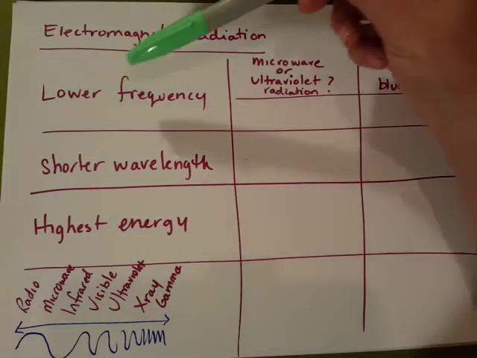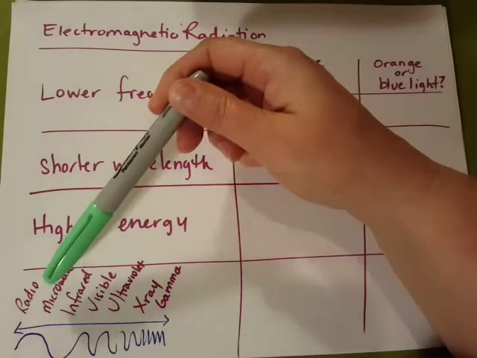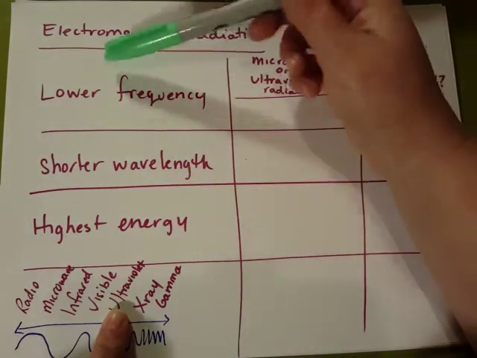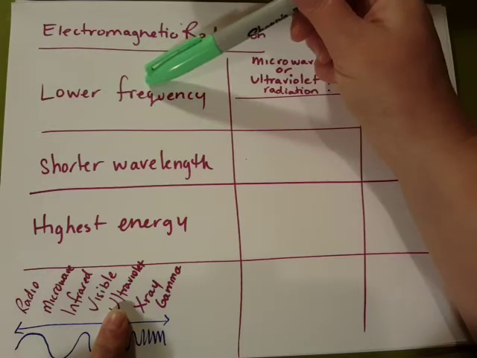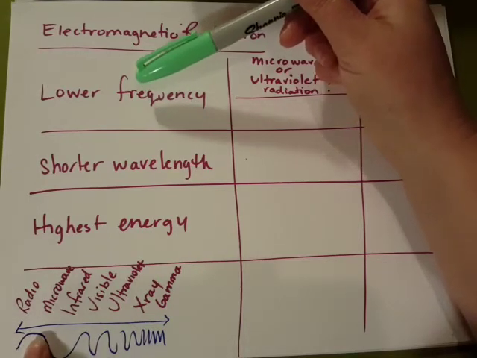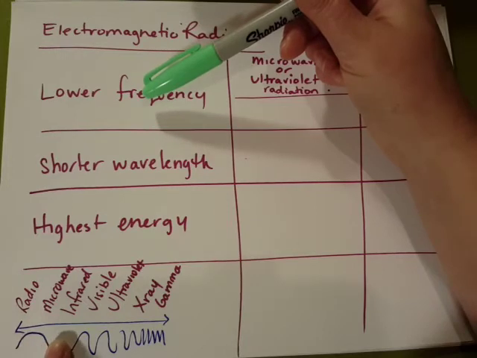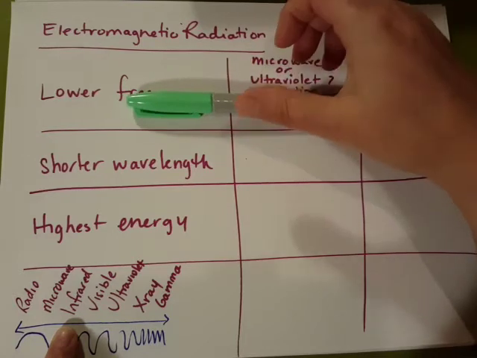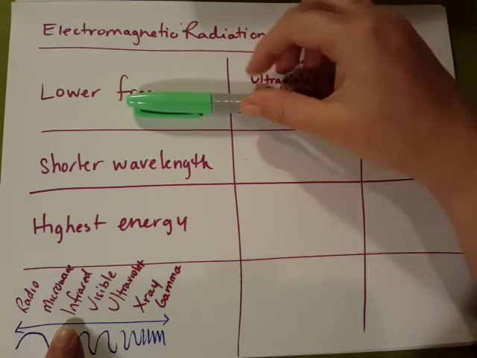So lower frequency, I've got microwave, I've got ultraviolet. Where is the frequency the lowest? Well, this is a region of highest frequency, so down here must be a region of lower frequency. And we know this with infrared. This is your channel changer.